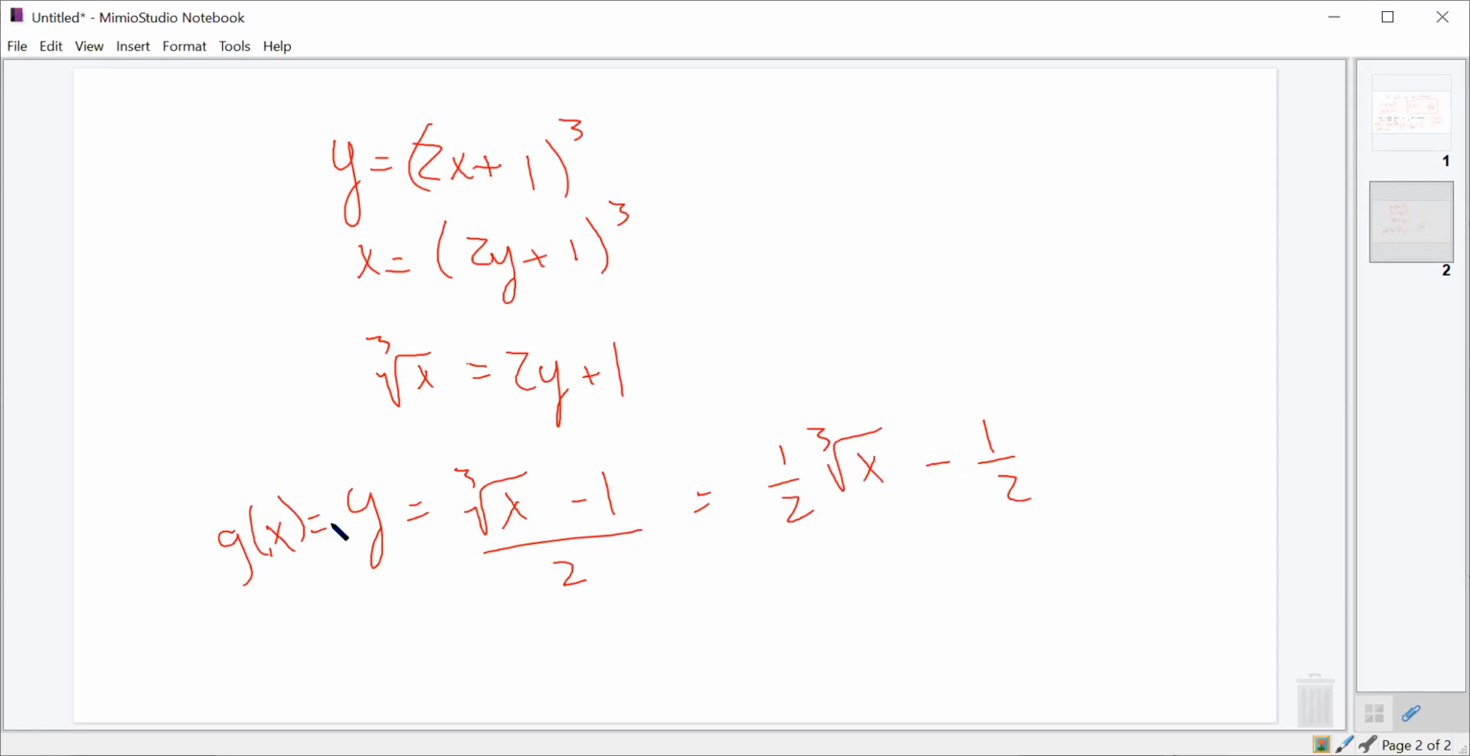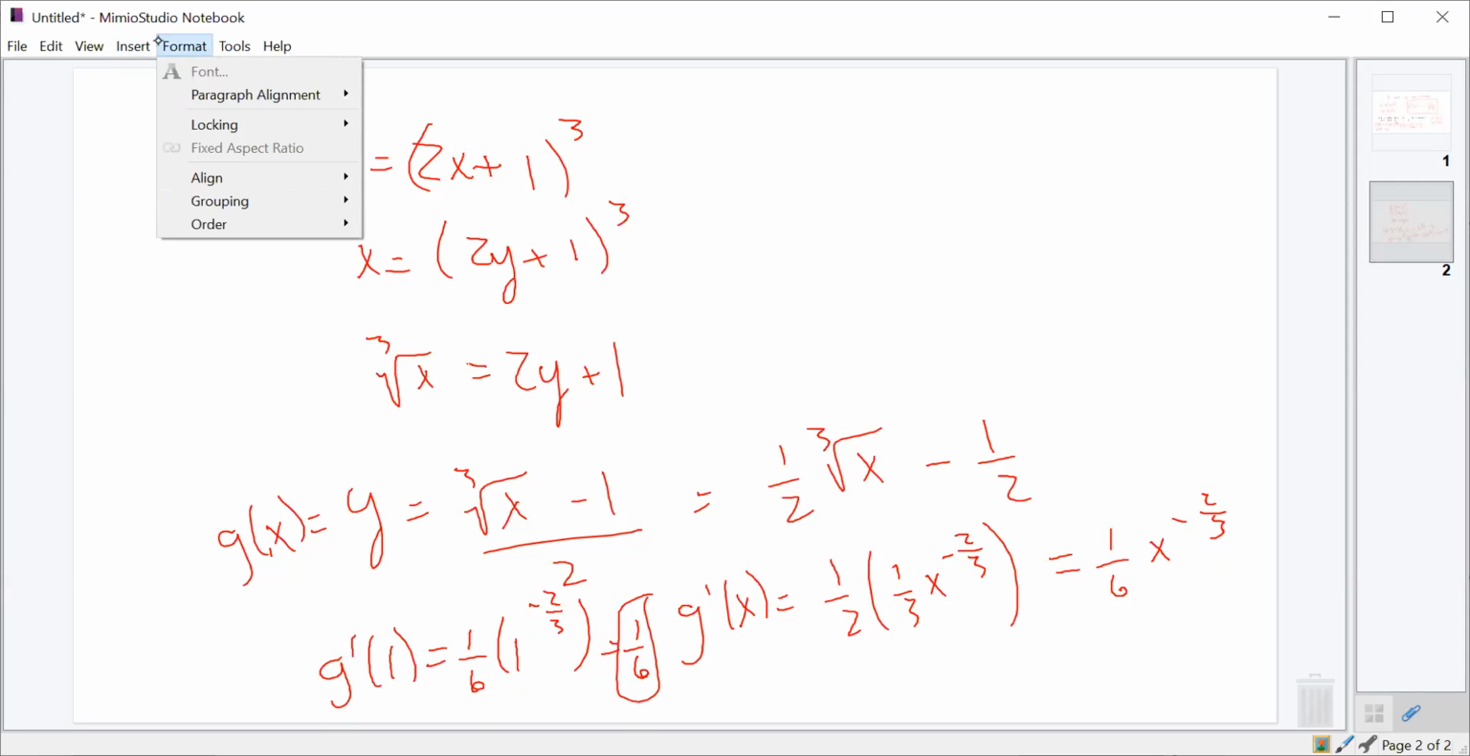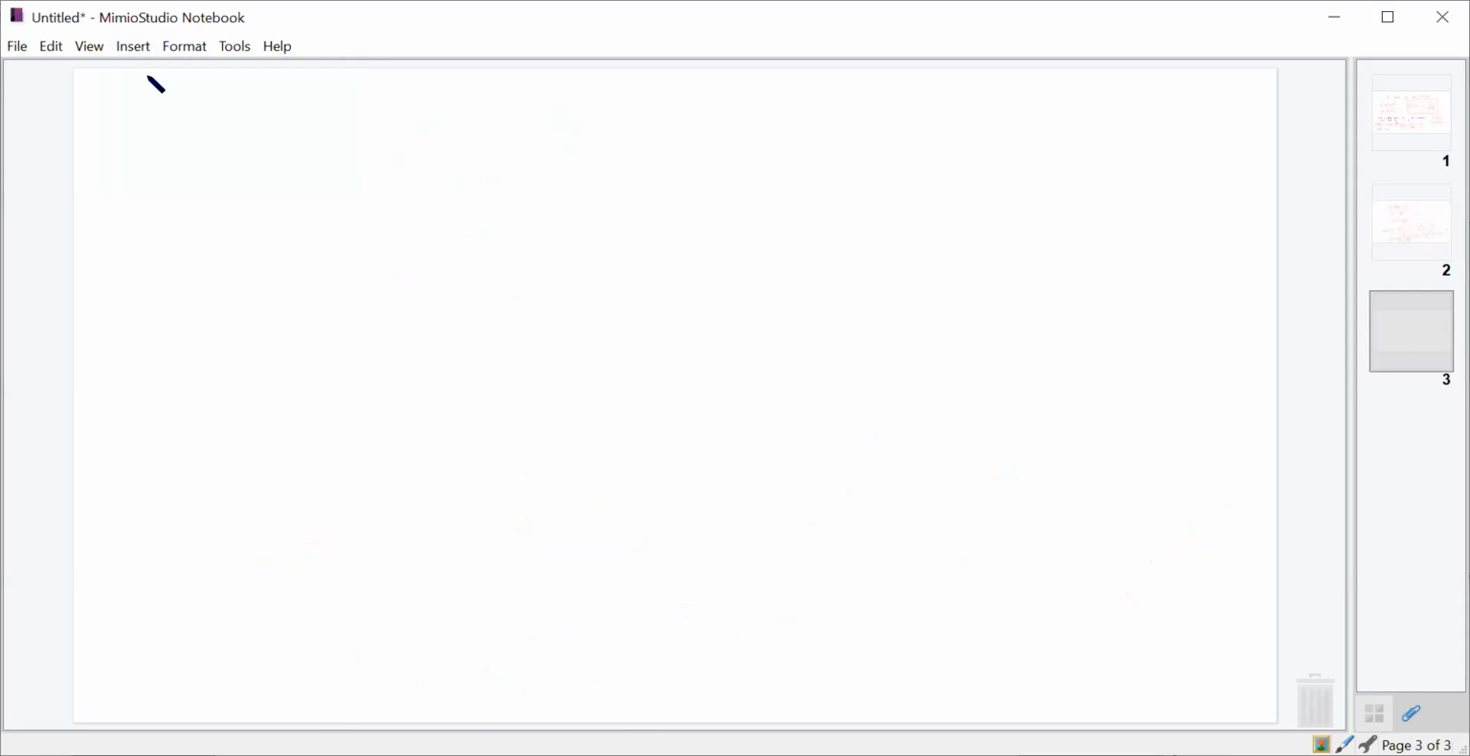If we wanted to find g prime of 1, we'd take the derivative of this. We have 1/2 times the derivative of x to the 1/3, which is 1/3 x to the negative 2/3, and then minus 0. So we'd end up with 1/6 x to the negative 2/3. When you evaluate that at x equals 1, because we wanted g prime of 1, that's 1/6 times 1 to the negative 2/3. 1 to the negative 2/3 is 1, and you get 1/6. So you could do that one by actually finding the inverse. Two different ways to go about that one.